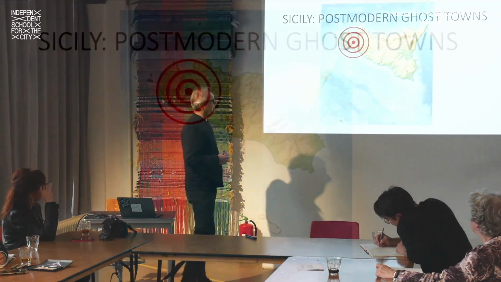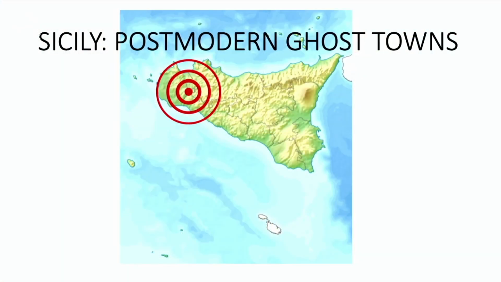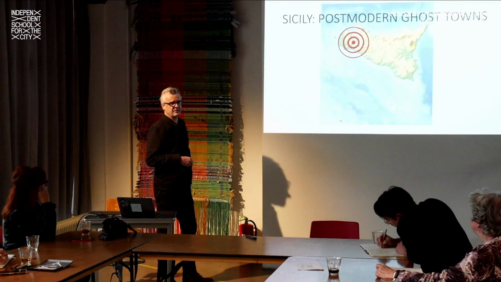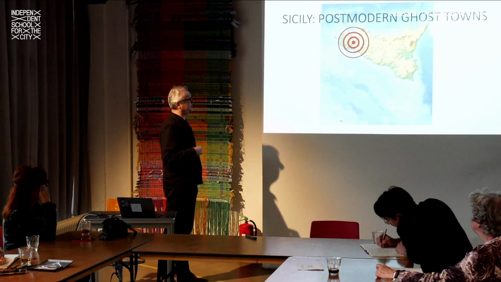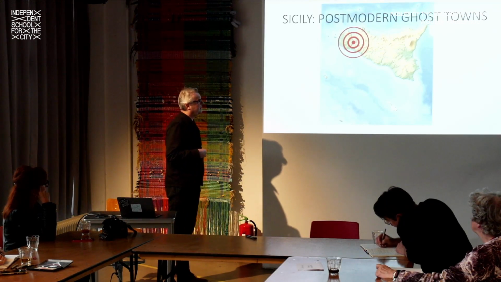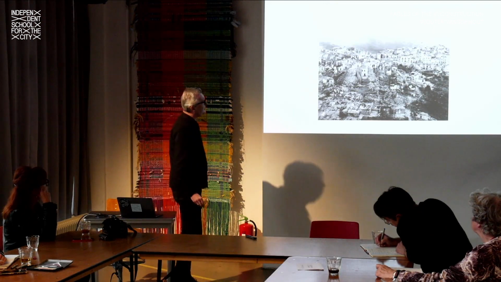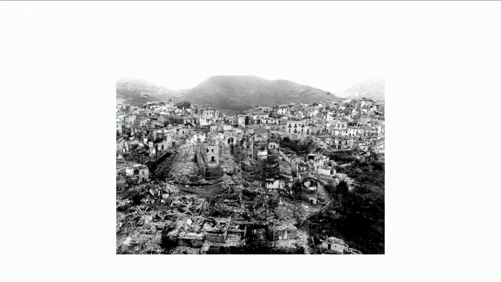Okay, now we go a little bit further on in history, and this is an earthquake. The Belice earthquake of 1968 in Sicily destroyed a whole valley with different small towns and villages. Here you can see the total destruction of one village called Ghibellina, lying on a hill.